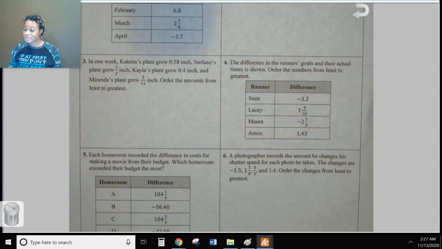Today we're looking at TEKS 6.2D, which says, I can order a set of rational numbers arising from mathematical and real-world contexts. That means we can solve and order, locate, and compare rational numbers when they're in a word problem. So let's jump right in.